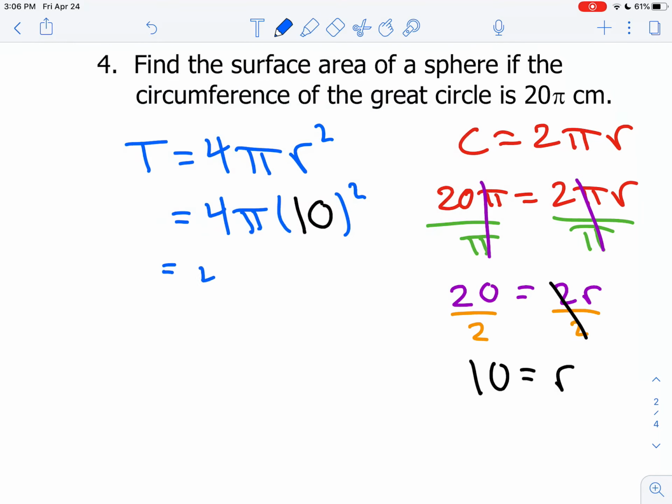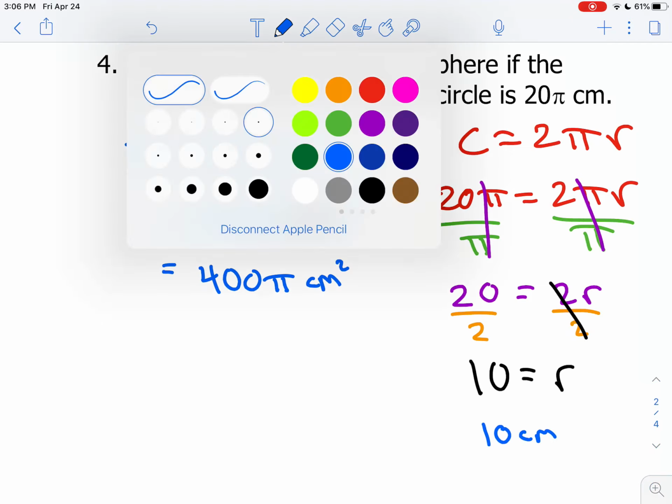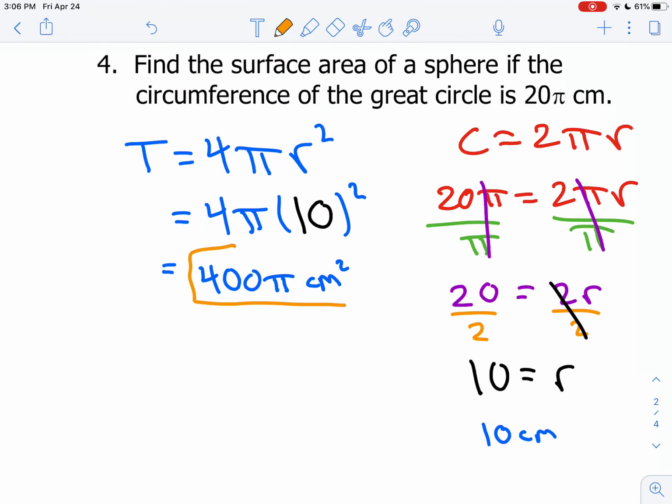Let's finish in blue. 400 pi. And then this would be area, so that's centimeters squared. Now, I didn't ask for it, but if back in this 10, that 10 would have been 10 centimeters. But we didn't necessarily have to do that. And there it is. Fantastic.